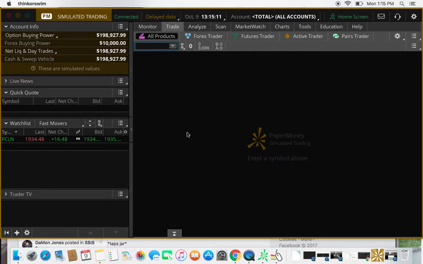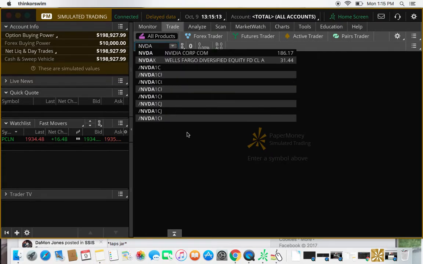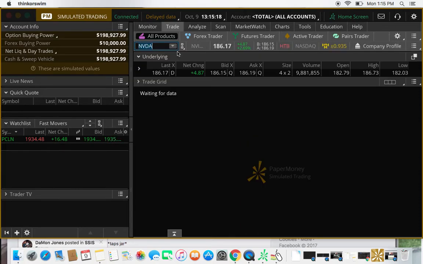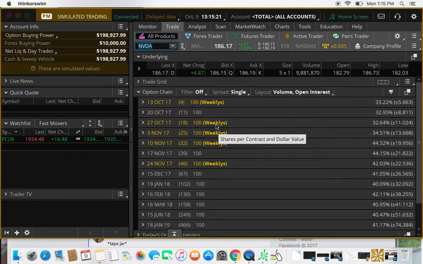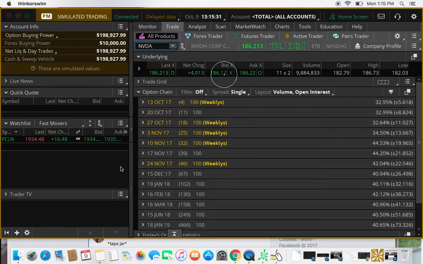You can also use your keyboard and press Enter on the keyboard. Same thing. Cool. Now, up at the top of the screen here is a little section that says Underlying. Underlying is referring to the stock, so the stock price is at $186.19. It's up $4.89. There's your bid and your ask, and again, that's for shares of the stock.